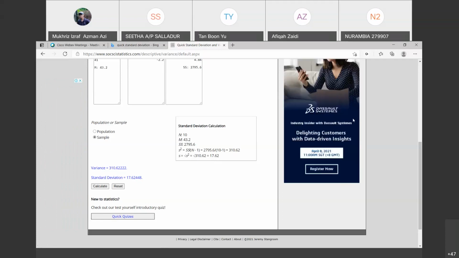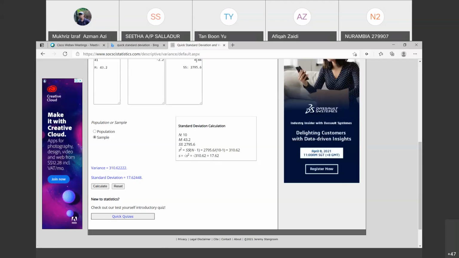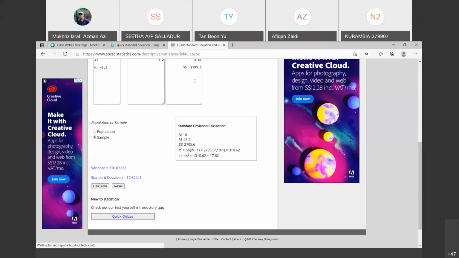It's not that you achieve a lot in terms of calculation, because it's the software that does it for you. But as long as you know how to calculate using whatever tools, whether Excel or online calculator. If I give you any assignment in the future that requires you to calculate variance or standard deviation, you can use this website as well, to make sure that you choose the correct option between sample or population.